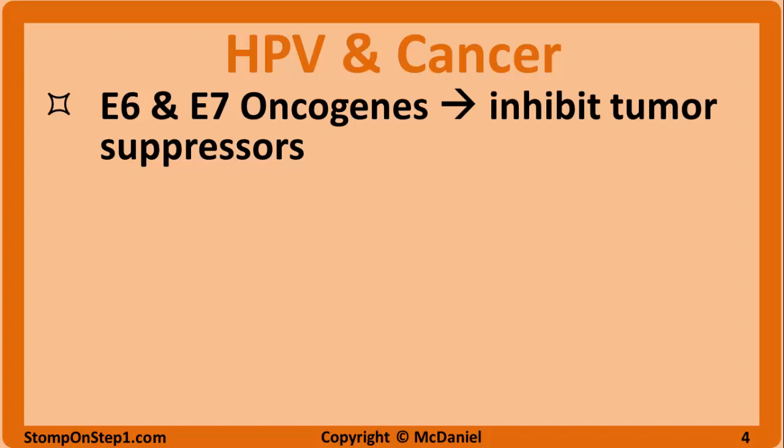Cancers arise as a result of the viral genome being integrated into the host cell's DNA. In particular, genes coding for E6 and E7 oncogenes are carcinogenic. These viral proteins inactivate tumor suppressors, leading to unregulated cell division. In particular, E6 inactivates p53 and E7 inactivates RB.